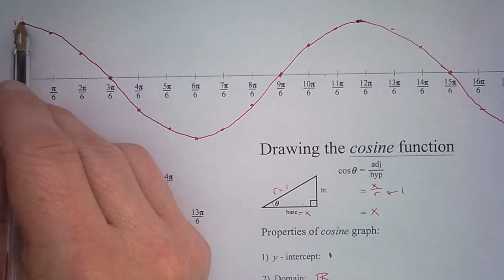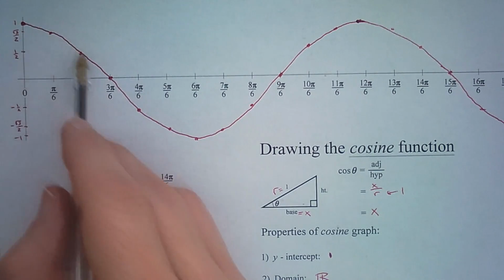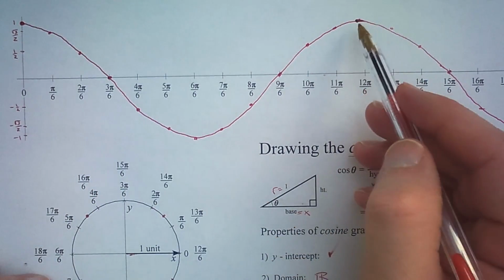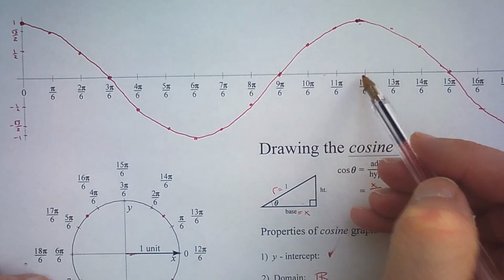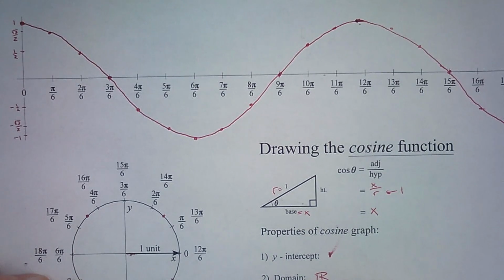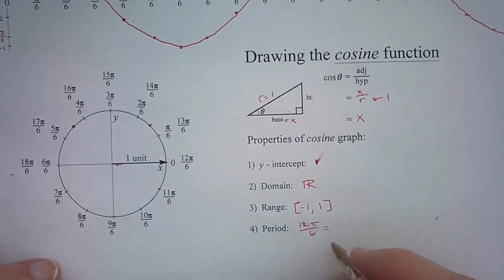And the period. Okay, so we'll trace here until it starts to repeat itself. And right here is where it's going to start to repeat. That is at 12 pi over 6, which is equal to 2 pi.